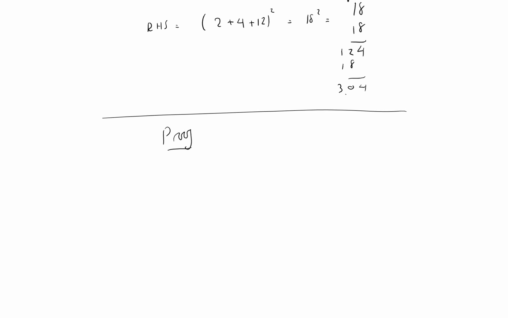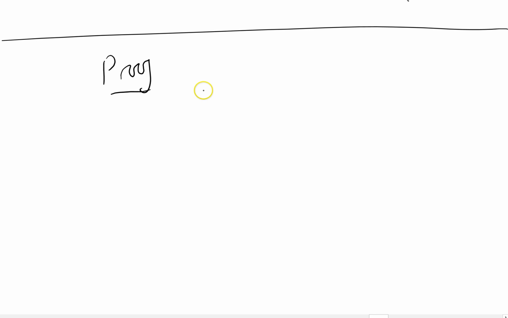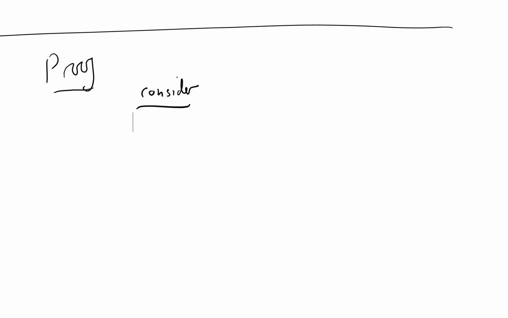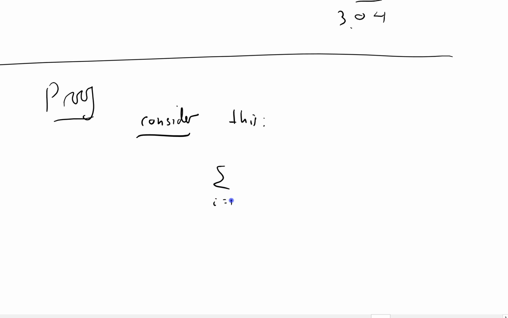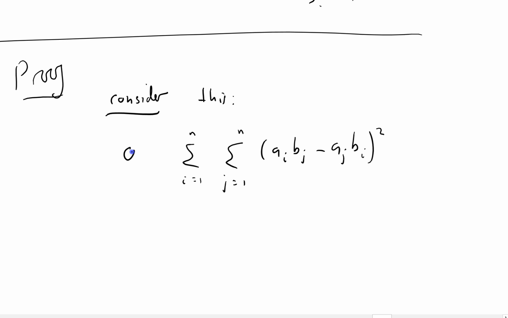Well, what I'm going to do is I'm going to consider, and this is kind of a shorthand. The word consider in mathematical proof means I'm just going to pull this thing out of thin air and play with it, and it'll end up showing us what we want to show. So consider this. It's going to be the sum from i equals 1 to n, sum from j equals 1 to n, of ai bj minus aj bi, all squared. And I'm going to call that Q.